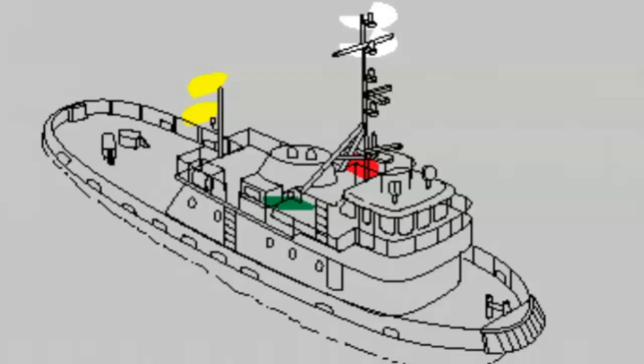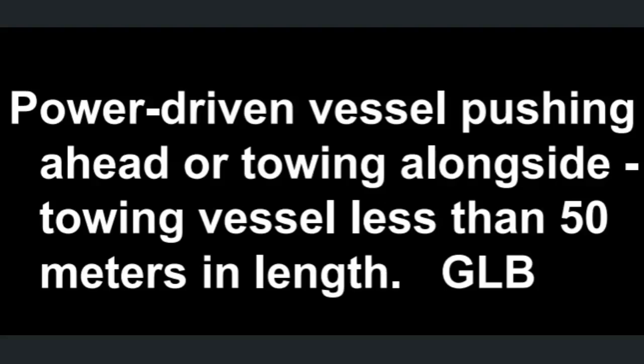Lesson 13, again, observe the vessel. Fully describe the vessel. Lesson 13, this is the U.S. Inland Rule 24, which is the same as the Canadian modification in Rule 24 Kilo for the waters of the Great Lakes Basin. It's a power-driven vessel pushing ahead or towing alongside, less than 50 meters in length, in the waters of the Great Lakes Basin.